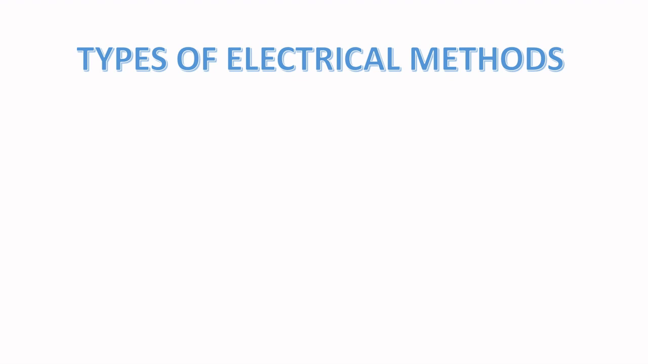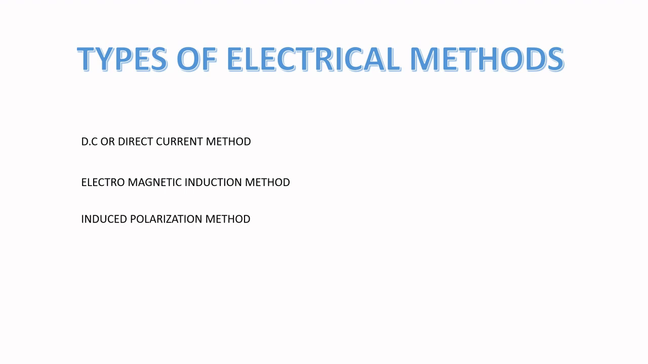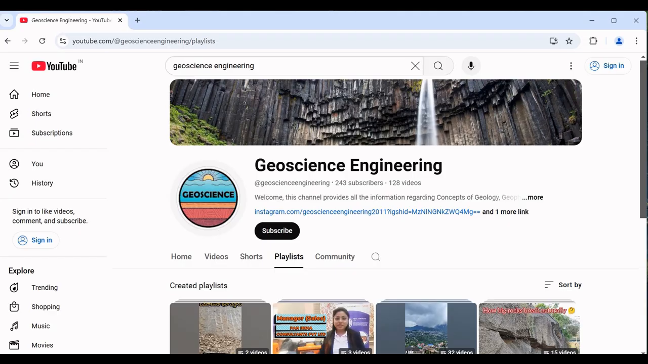Now we'll discuss the different types of electrical methods. In electrical methods, you have three different categories. One is the DC method, or direct current method, the second is the electromagnetic induction method, and the third is the induced polarization method.